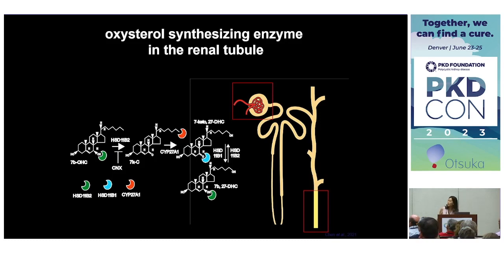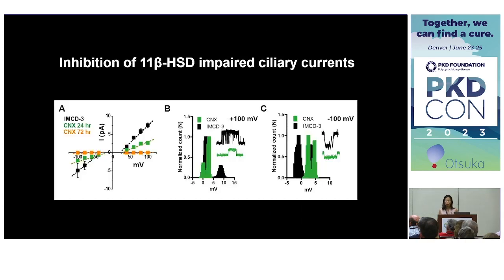So in 2021, there was a proteomics paper saying that this HSD11B oxysterol synthesizing enzymes are expressed in the nephron, especially in the proximal tubule and then collecting duct. So we treated carbenoxolone to inhibit this enzymatic activity in the renal epithelial cells and then measured the polycystin complex activity. And we found that carbenoxolone treatment impaired the ciliary currents.